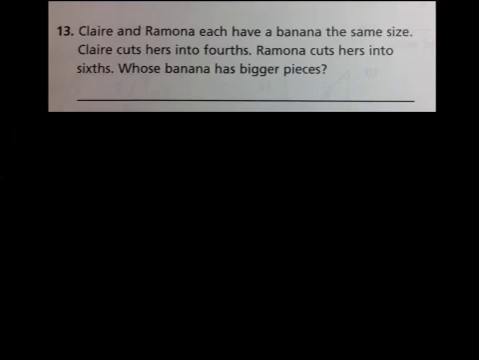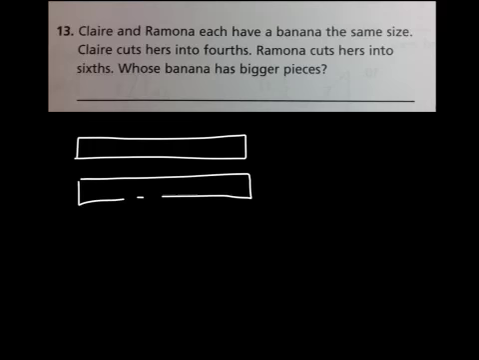Number 13 says, Claire and Ramona each have a banana the same size. Claire cuts hers into fourths. Ramona cuts hers into sixths. Now, of course, you could draw a square banana, and the banana is the same size, and you have Claire, whose pieces are fourths, and then you have Ramona, whose pieces are sixths. The problem with doing it this way is, as you can see, I'm a terrible drawer, and this piece is way smaller than this piece.